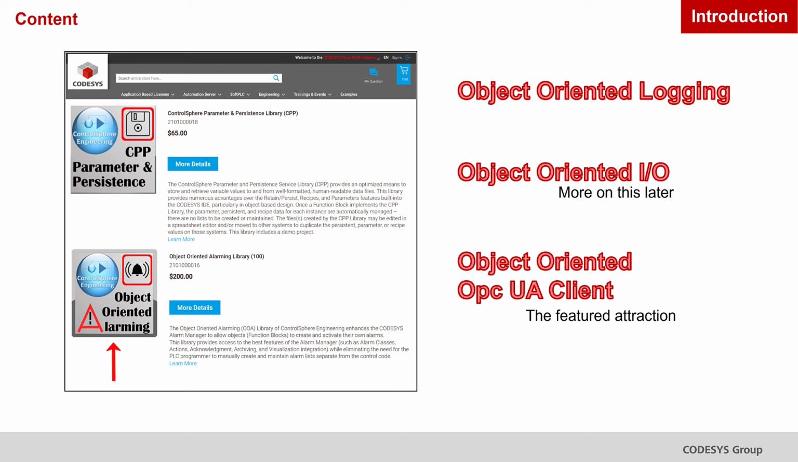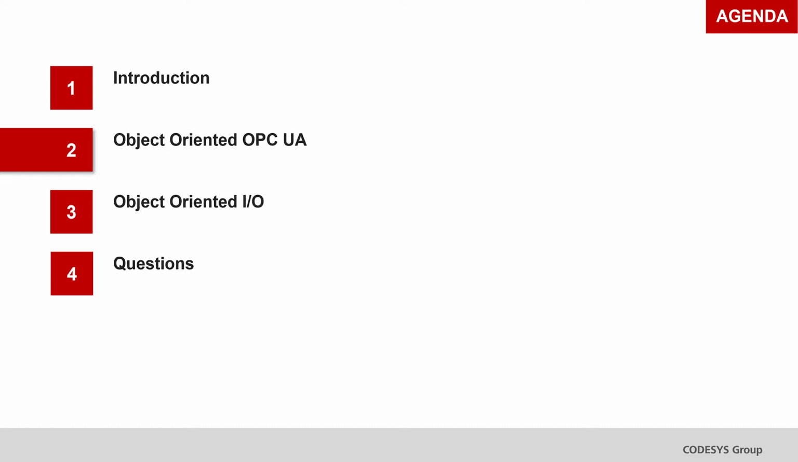The Object-Oriented Alarming Library eliminates the need to create and maintain the lengthy alarm list. Just add your Object-Oriented Alarming enabled function blocks to your design, and their alarms just begin showing up in the alarm table. The Object-Oriented Logging is a new library that eliminates the need to build and maintain your trend list, and the Object-Oriented I/O allows objects to manage their own I/O, so the entire CODESYS device tree can be eliminated. We'll learn more about that at the end of this presentation. And finally, the reason we are here, Object-Oriented OPC UA Client. So let's jump into that one.